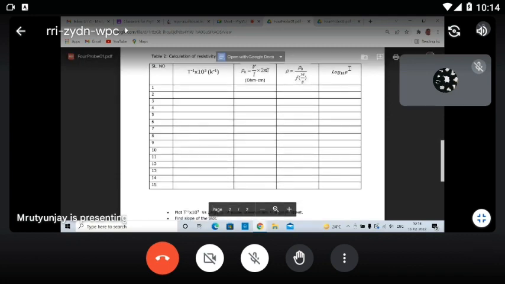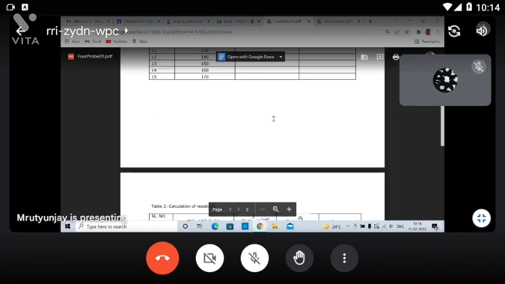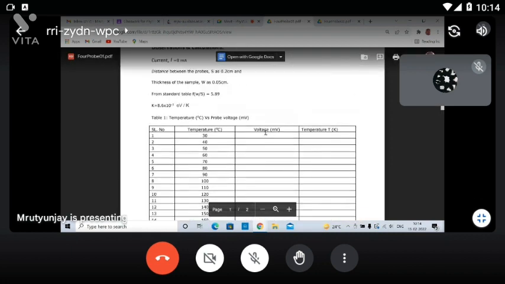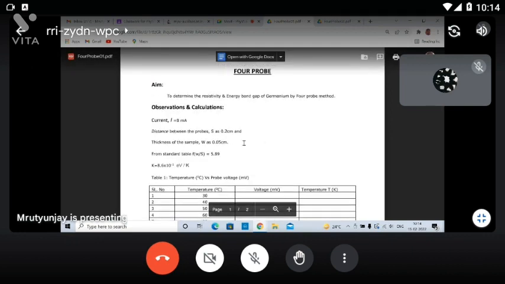In table 2, you have to convert the Kelvin values to T inverse, that means 1 by T into 10 to the power 3, for each. Then you have to find out rho naught. Rho naught is equal to V by I into 2 pi S. For observation 1, we have V here. I is constant for all, that is 8 milliampere, and S is the distance between two probes, that is 0.2 centimeter.